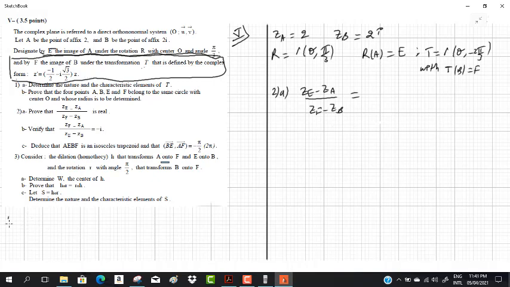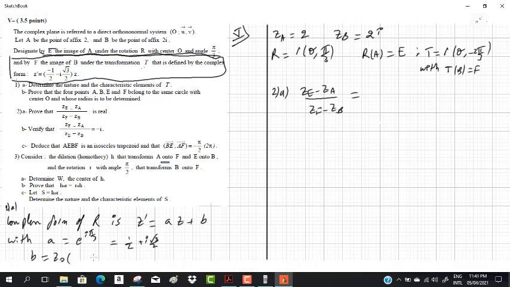Again, I have to find the complex form. This is 2a, I'll start from here. The complex form of R is Z prime equal AZ plus B, with A equal exponential of I alpha, the rotation of angle pi over 3, equal half plus I radical 3 over 2. B equal Z of O into 1 minus A, Z of the center into 1 minus A, equal to 0. So it's Z prime equal half plus I radical 3 over 2 Z. This is the complex form of R.